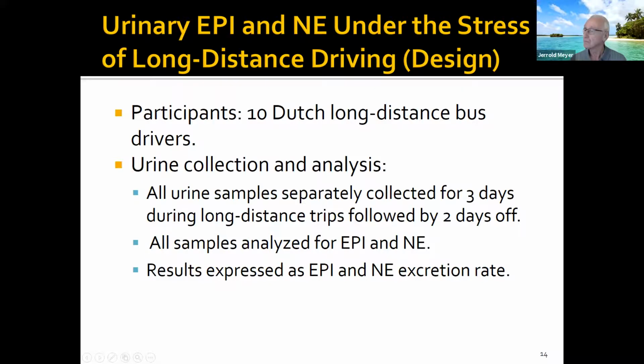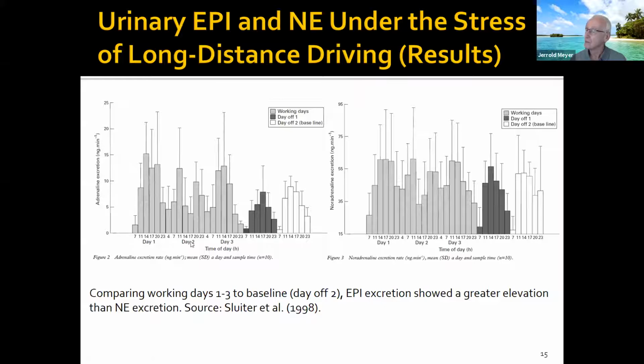So the data look kind of odd, and there you can see big error bars. So there's lots of variability between different drivers. But here we see day one. The gray bars are working days. So a big spike. This is the epinephrine or adrenaline. This is the noradrenaline or norepinephrine. See a good spike over time.